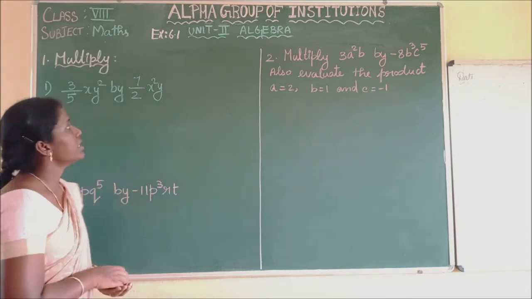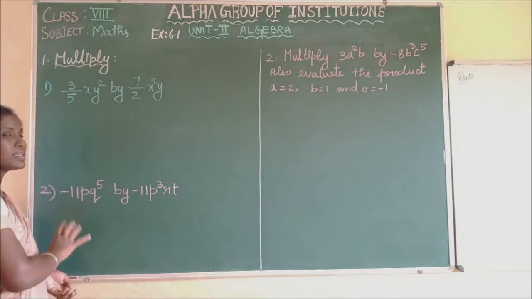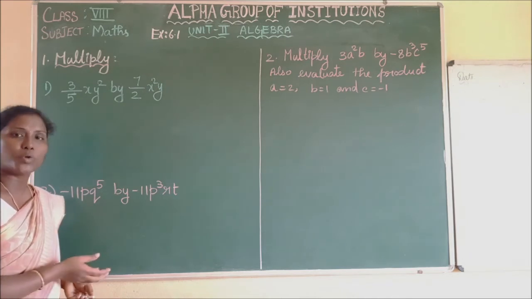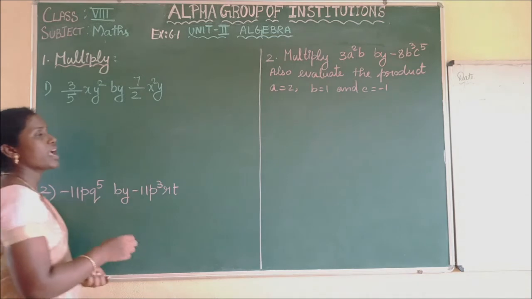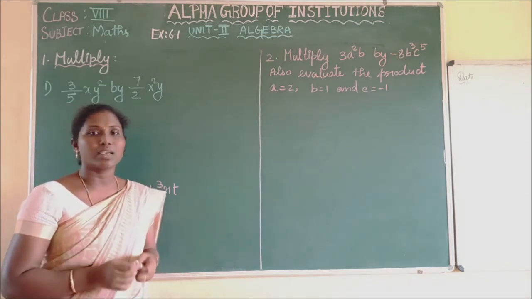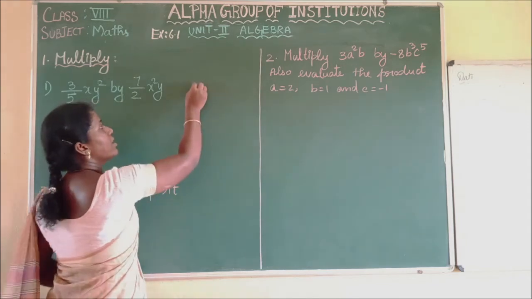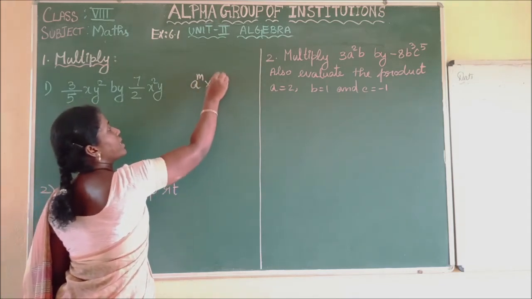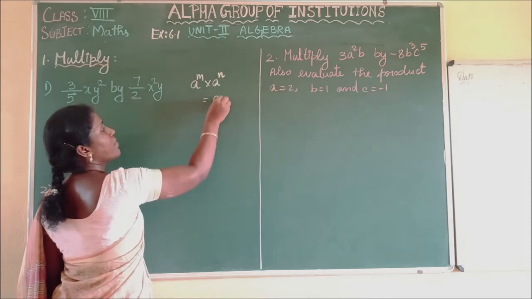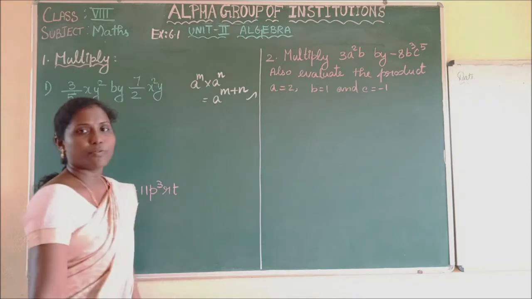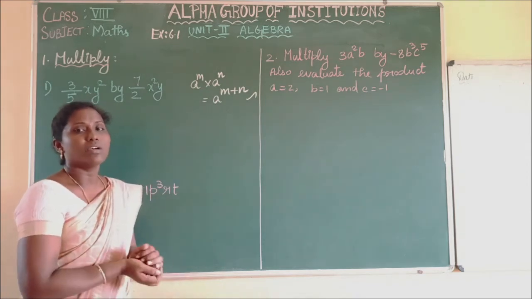Okay. See here, in the first problem, we are having some sets of monomials. We have to multiply a monomial by a monomial. For this, we have to recall our exponent rules. Have you remembered the laws of exponents? Yes. In that we have learned the basic rule: a power m into a power n, what is the result? a power m plus n. Okay, keep this rule in your mind because we are going to multiply monomial with monomial.